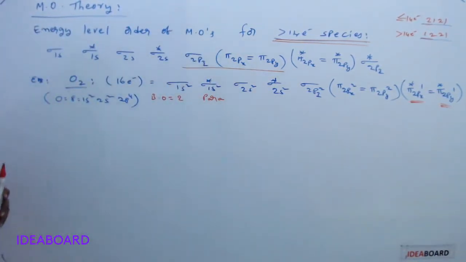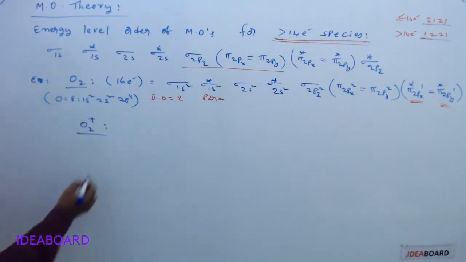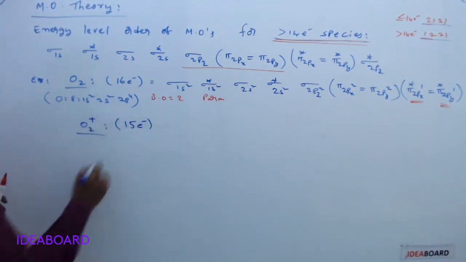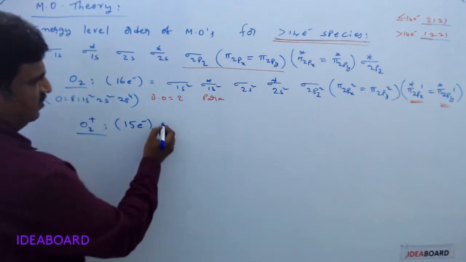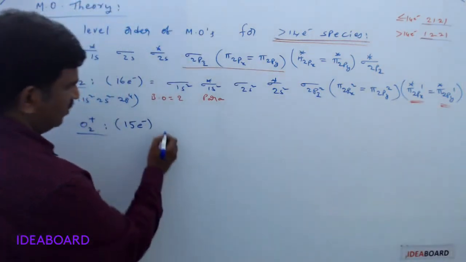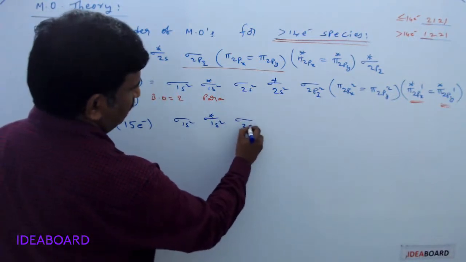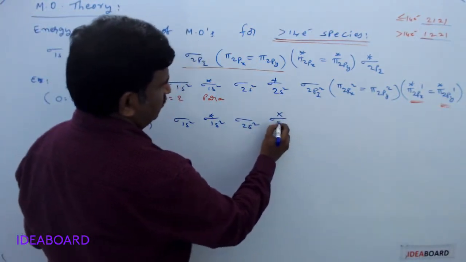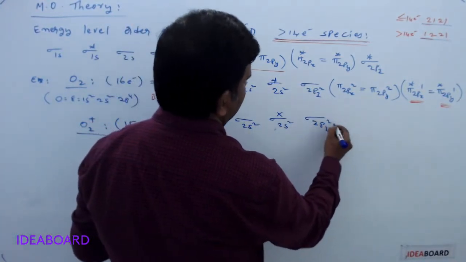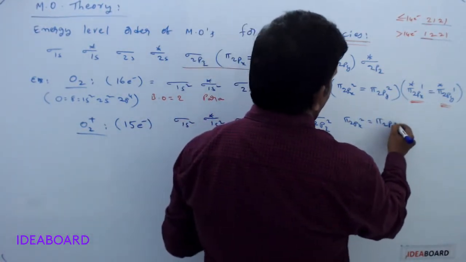Now we will see O2 plus. O2 plus means from 16 electrons, one electron is lost, so you get 15 electrons now. What is the configuration for 15 electrons? Here it is 16 electrons; if you remove this electron, you get 15. So I am writing the configuration: sigma 1s2, sigma star 1s2, sigma 2s2, sigma star 2s2, sigma 2pz2, pi 2px2 equal to pi 2py2.